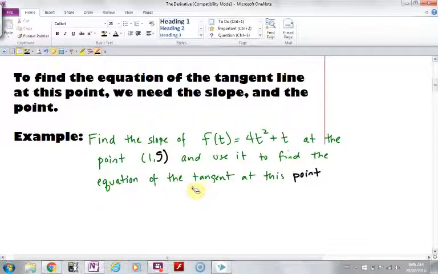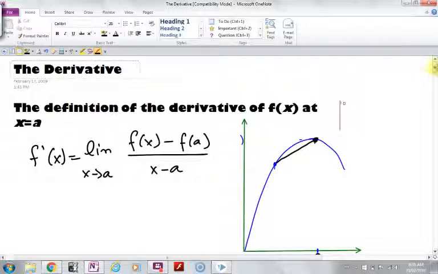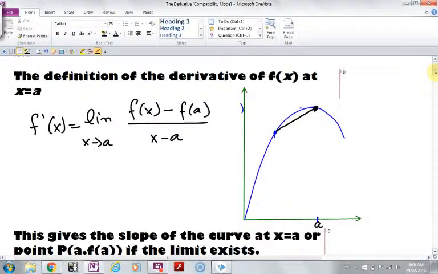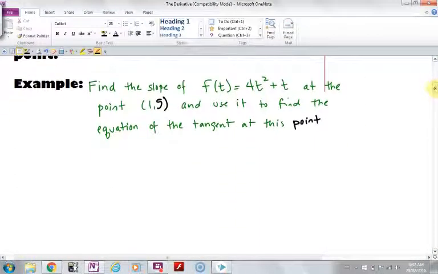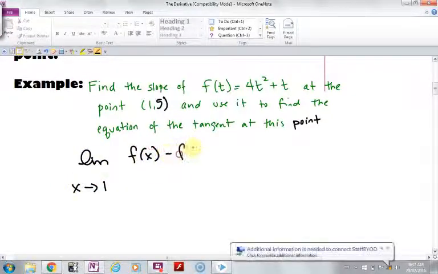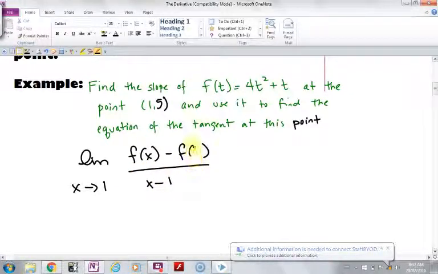Okay, so first thing we're going to do, we're going to use the limit function. We're going to take the limit as x approaches a of f of x minus f of a over x minus a. So the limit as x approaches 1 of f of x minus f of a all over x minus, oops, we make the a equal to 1.